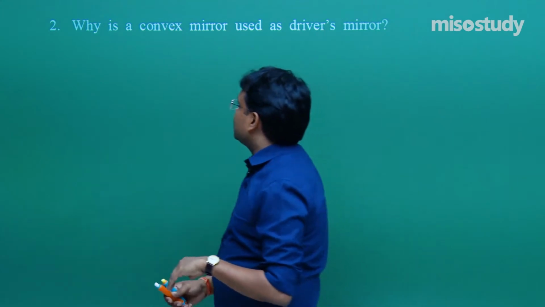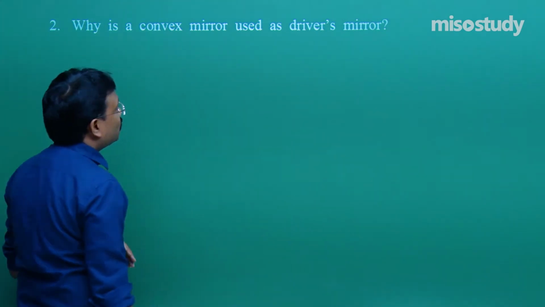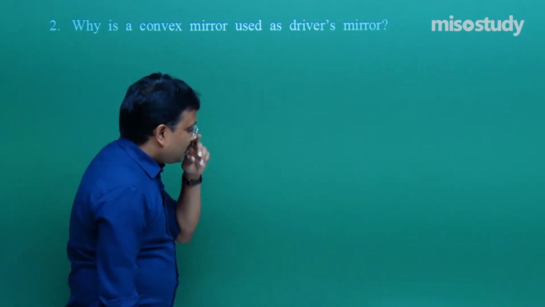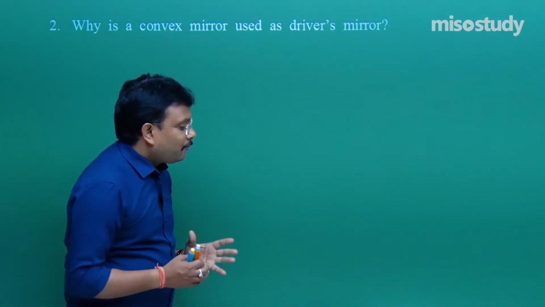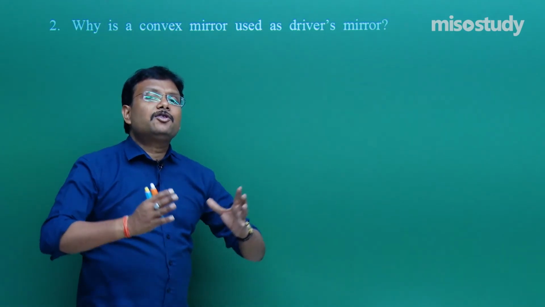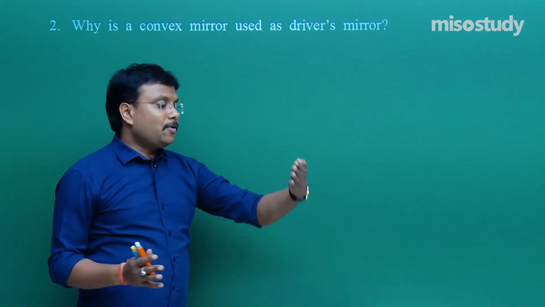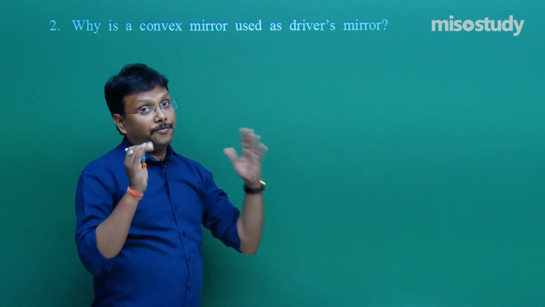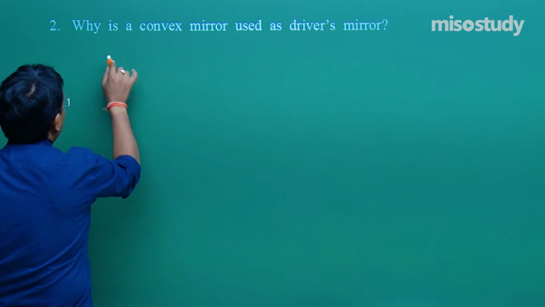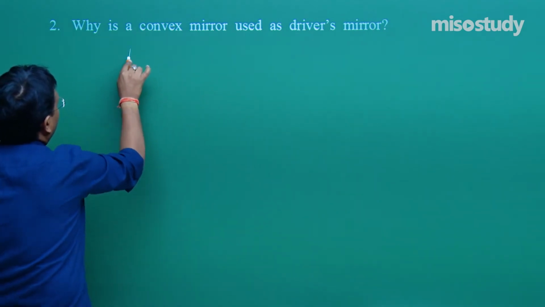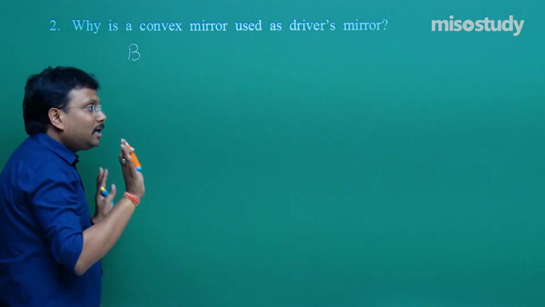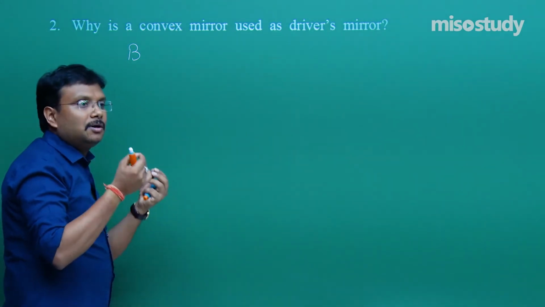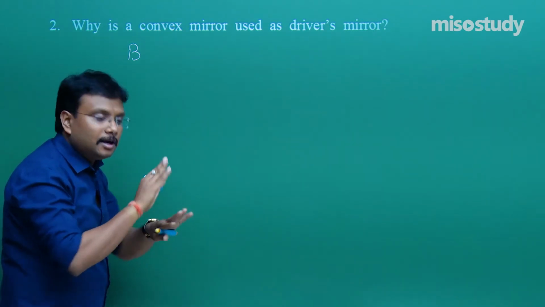Let us try to understand why a convex mirror is used as a driver's mirror. The reason is simple: the field of view of a convex mirror is very large. If you place a normal mirror, you will not be able to see so many things. So the answer is a simple one-line answer without any twisting, and what you have to remember is: large field of view, that is it.